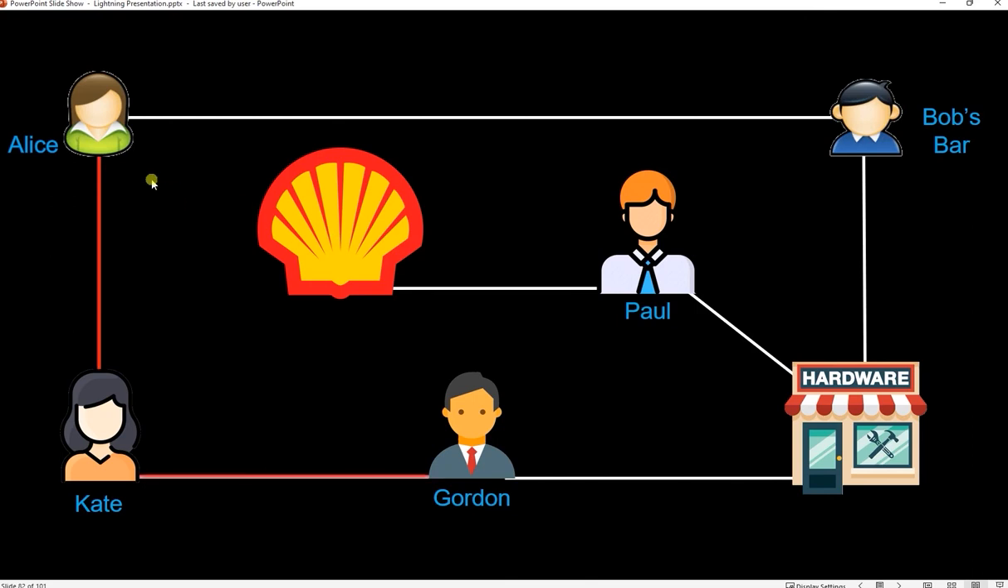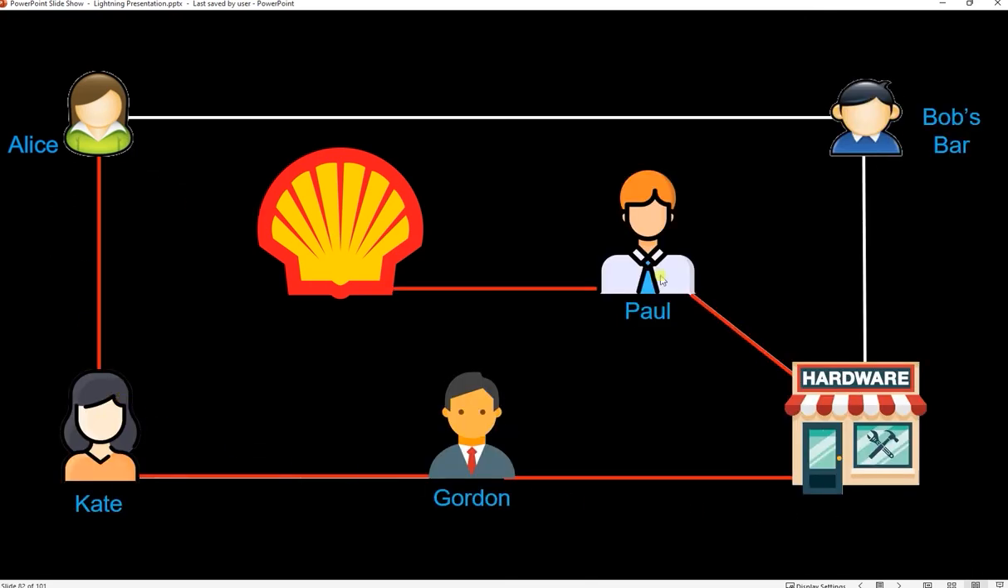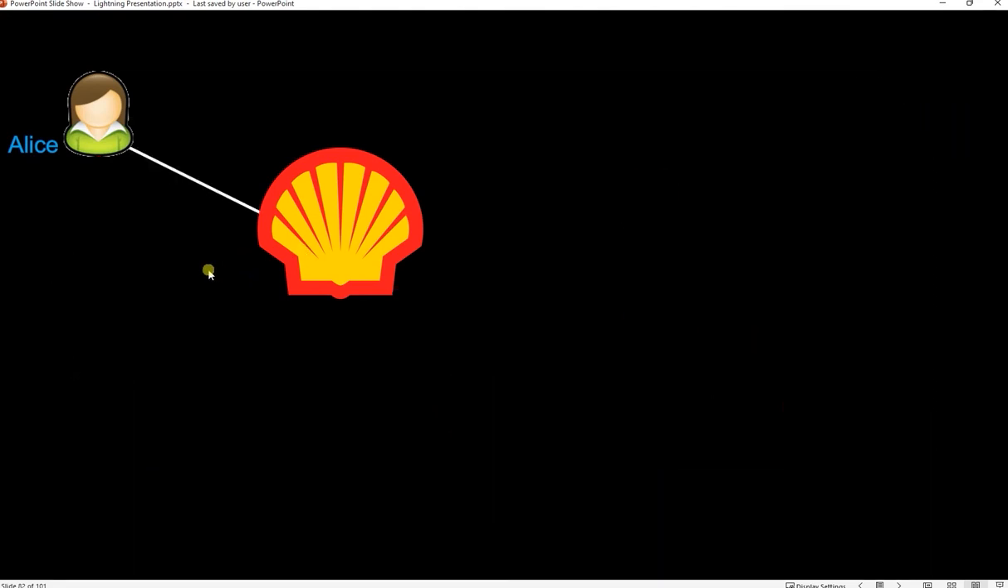So it would work like this. She'd send a payment to Kate. Kate would send it to Gordon, hardware store, Paul, all the way to Shell. Now, how does that work? All right. Well, we're going to have a new type of contract. So first, Shell is going to come up with a payment secret. Alice is going to say, hey, I want to pay you $20. So they're going to come up with a payment secret. Again, most basically like a public key.